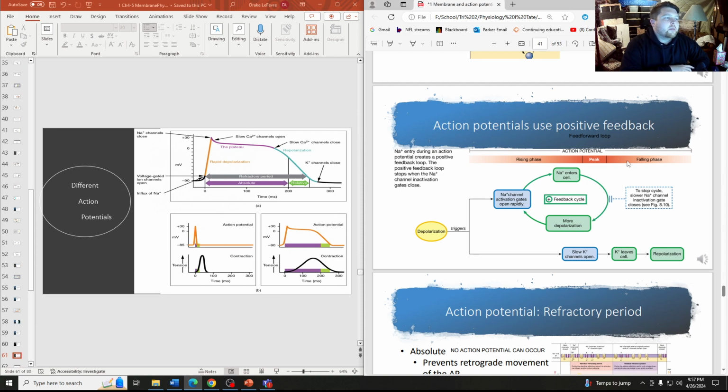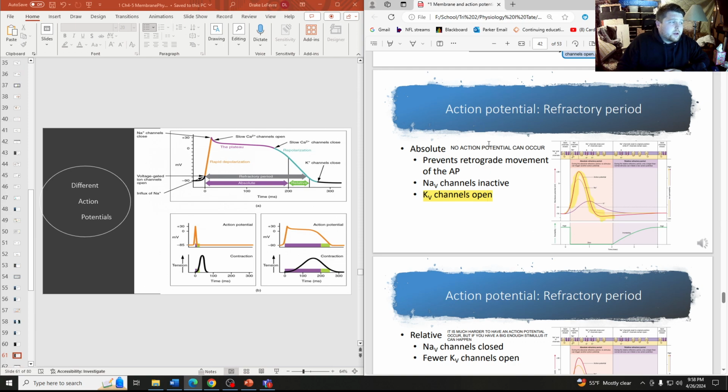Positive feedback, also known as a feed forward loop, we can see here: when sodium enters the cell, we get more depolarization, which means more of the sodium channels' activation gates are going to be opening, which leads to more sodium entering, and so on and so on. So the depolarization of the neuron in this case is a positive feedback loop.